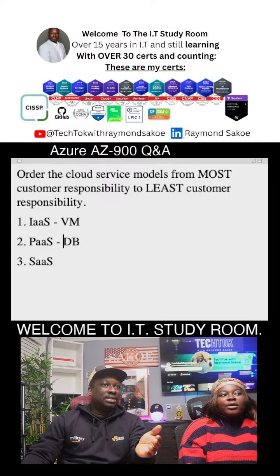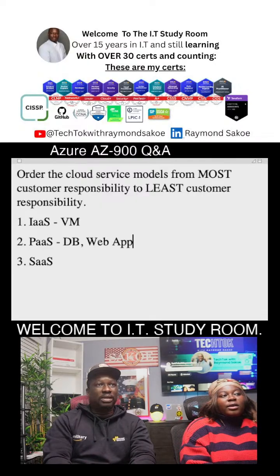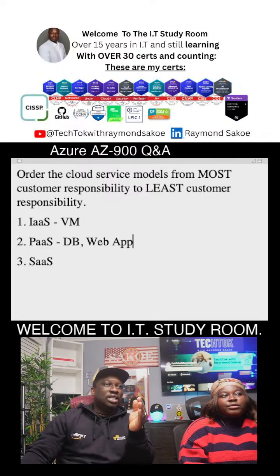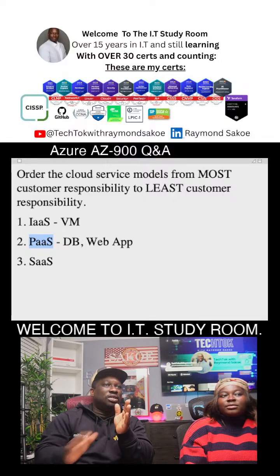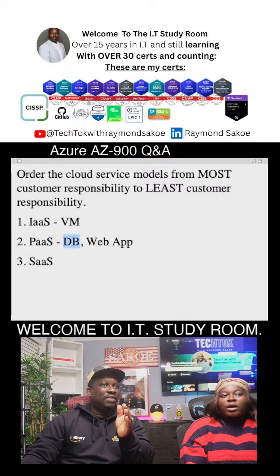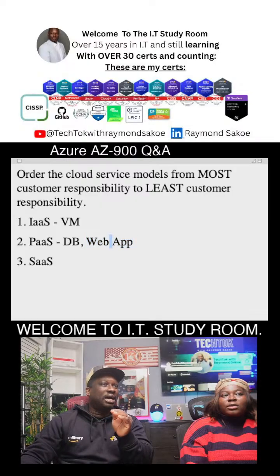So you have platform as a service with database. We can also have web app platform as a service. So now if you subscribe to, let's say, database platform as a service, meaning they give you everything that you need to build a database. If you're going for web application platform as a service, guess what? They give you everything that you need to build a web application.